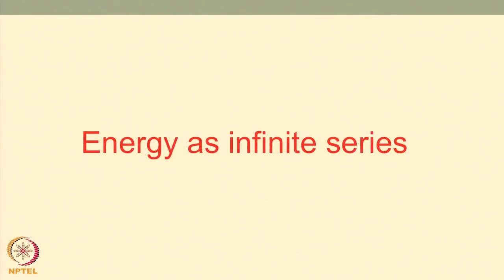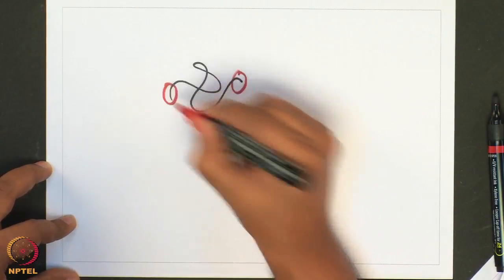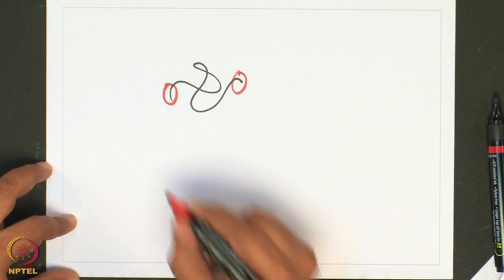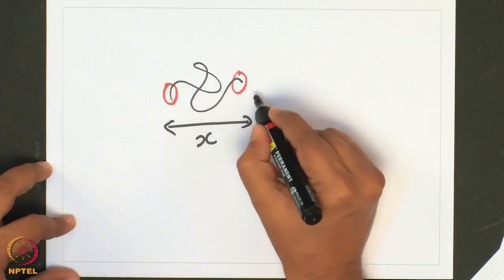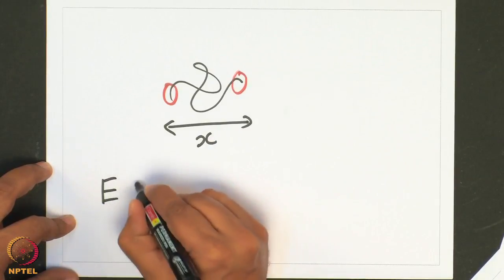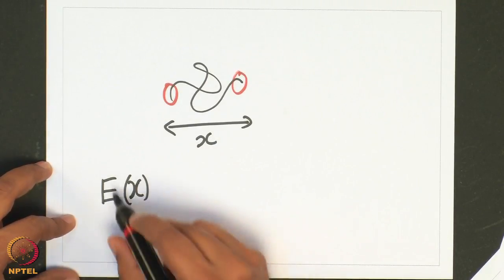Can we use this for some other function? Of course, we can use energy as an infinite series. So let us think about it. What do we want? We want to know the energy of a molecule. So let us say we have some molecule, and these two endpoints are important. The distance between these two endpoints, let me call x. So what is the energy of the molecule if those two points are x distance apart?